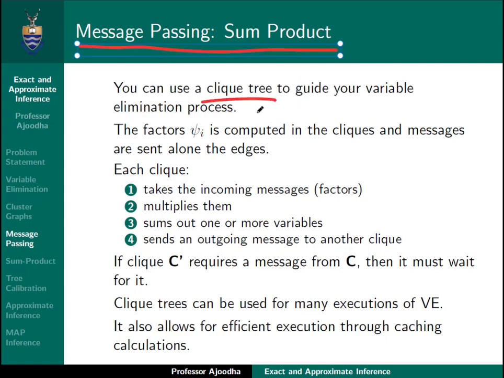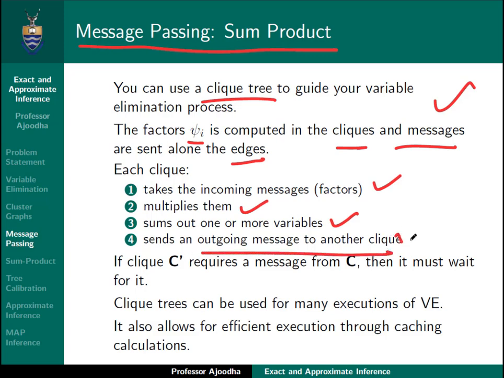Okay, so message passing using the sum product. You can actually use the clique tree that I showed you to guide your variable elimination process. Okay, we can do more than just guide the elimination process. We can actually perform variable elimination. So the factors psi are computed in these clique trees, and messages are sent along the edges, along the subsets. Each clique takes in the incoming factors, multiplies them together, and sums out whatever needs to be summed out, because remember the subset it's passing along, so you can't have variables that are outside the subset inside of the factor when you pass it along. So you need to sum out those nuisance variables and then send the outgoing message to another clique.